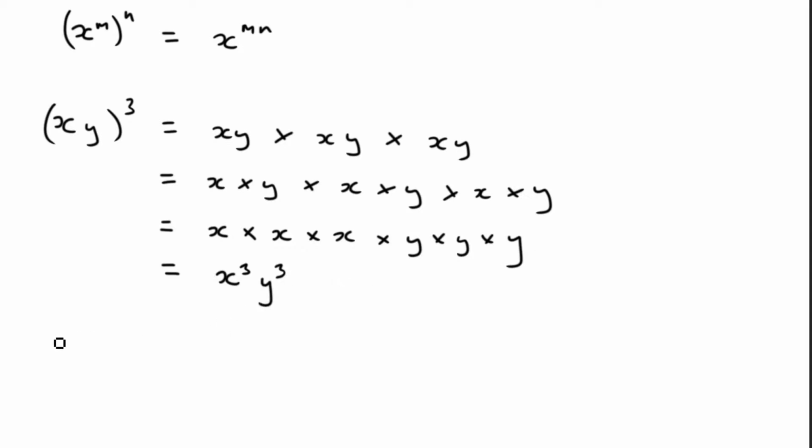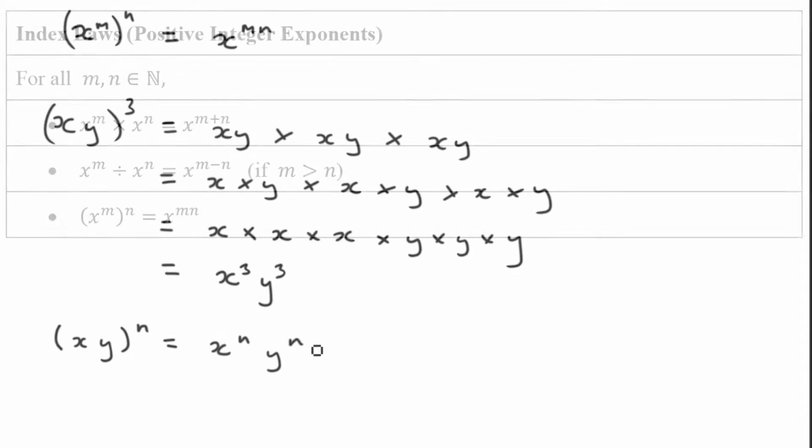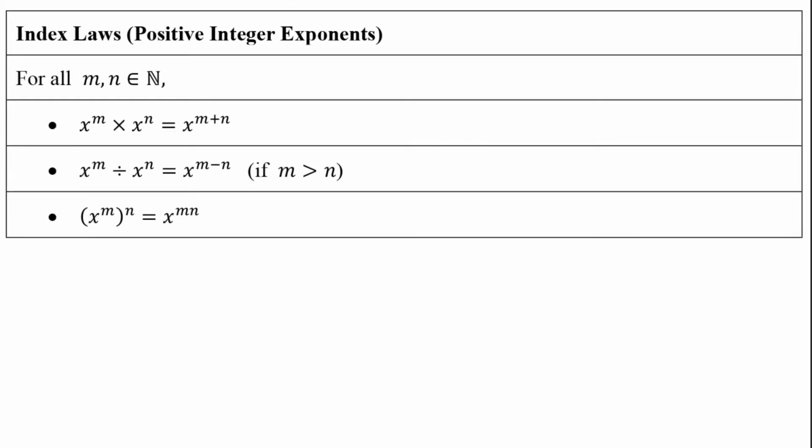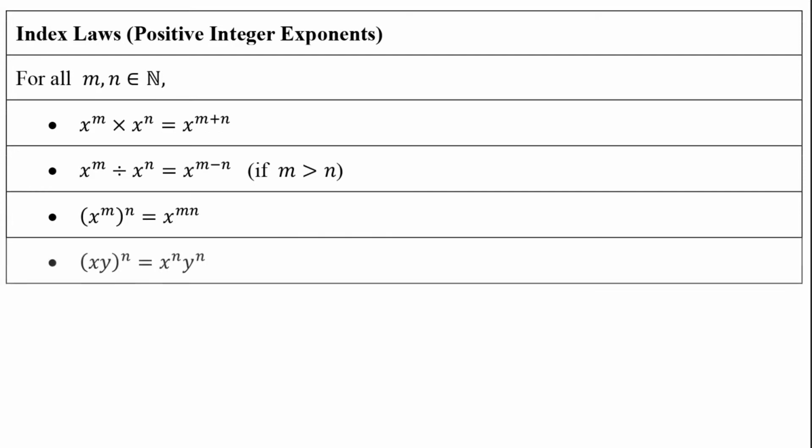What we have here is an example of our general rule that if we have xy raised to the power of n, that is the same thing as x to the power of n times y to the power of n. Formally, our next index law is that xy to the n is the same as x to the n, y to the n.